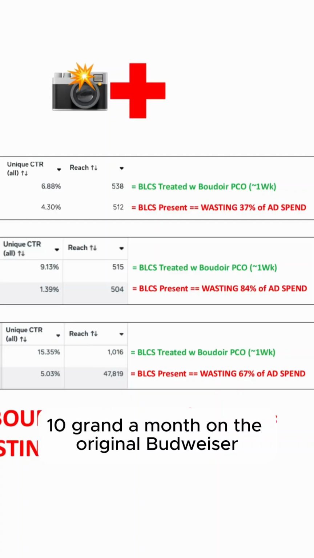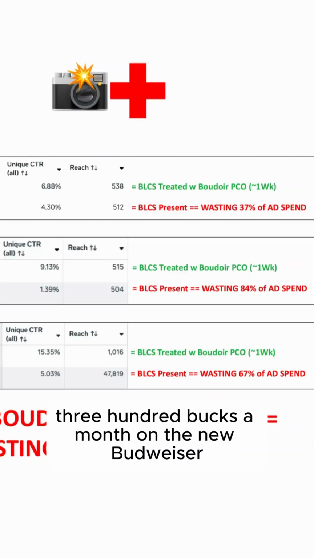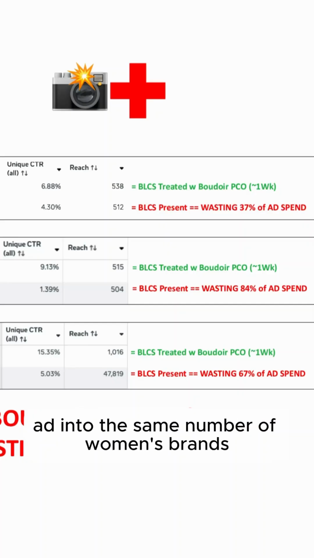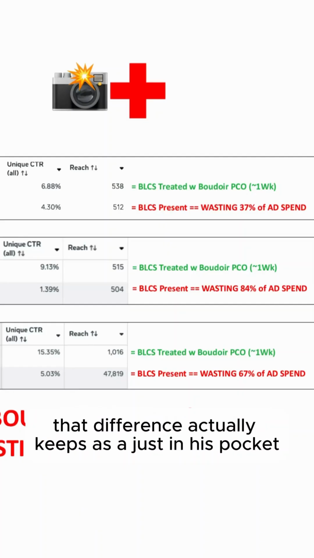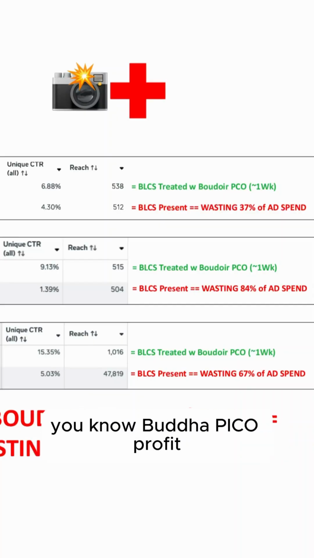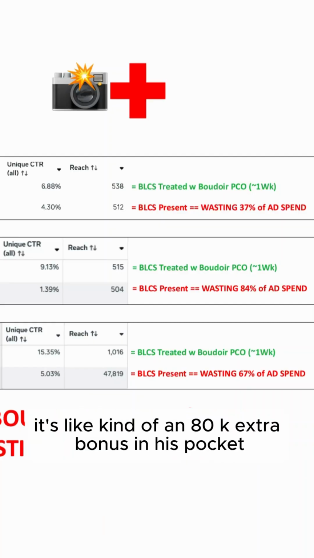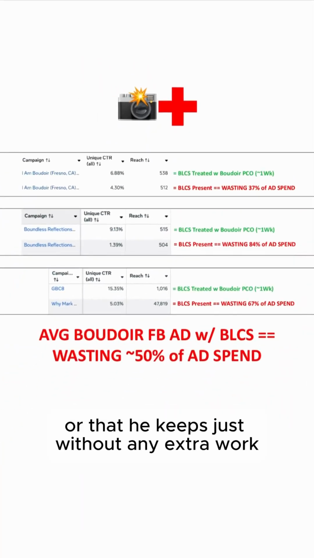So if he was spending 10 grand a month on the original Boudoir Facebook ad, now he only needs to spend $3,300 a month on the new Boudoir Pico treated ad, and he'll get his ad into the same number of women's brains. And that $6,700 a month delta, that difference, he actually keeps in his pocket again as another phantom profit, Boudoir Pico profit, whatever. And after 12 months of this, it's like an 80K extra bonus in his pocket that he no longer has to pay for, that he keeps without any extra work.